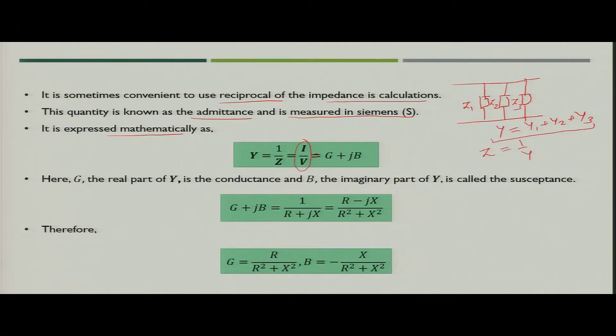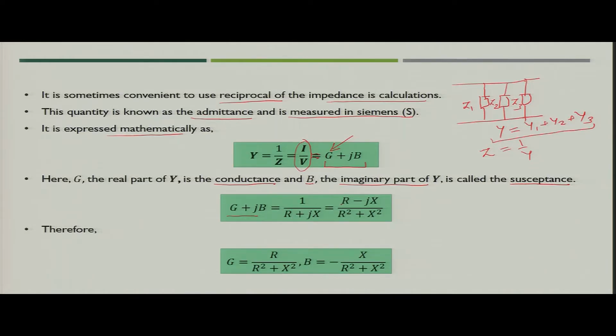Now, similar to impedance, if you are asked to represent Y in terms of rectangular coordinates in the complex plane, you will write G plus jB, where G is called conductance and B, which is the imaginary part of Y, is called susceptance. So, what is G plus jB? G plus jB is nothing but 1 upon Z, and Z is nothing but R plus jX.